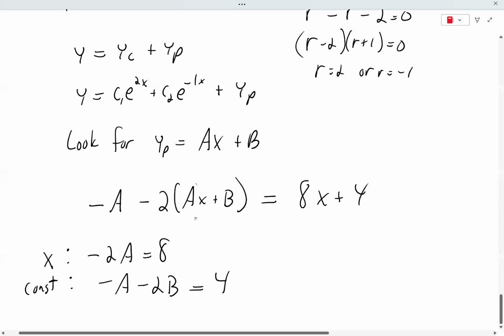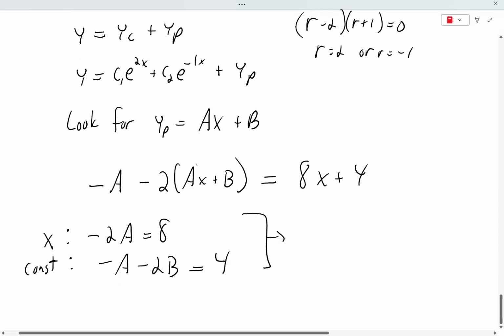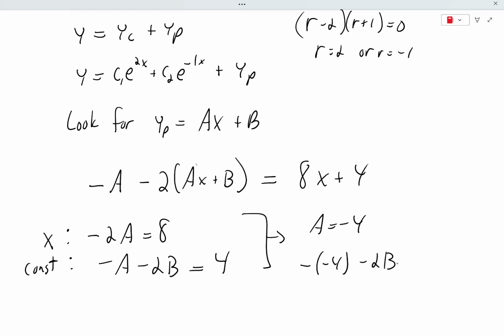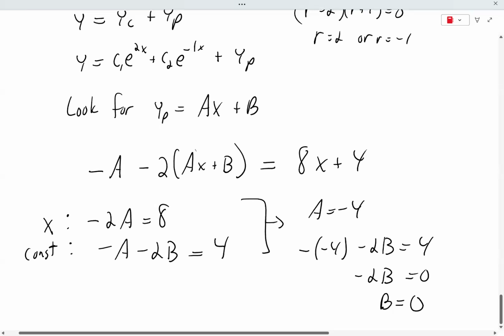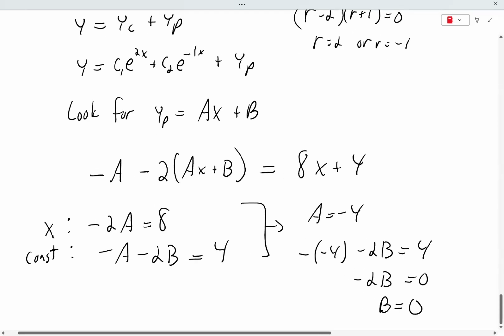Okay, and then to solve these for a and b, right? So here then you get a equals negative 4 from this one. And then we got negative 4 minus 2b equals 4. So you get negative 2b is equal to 0. Right, so it looks like b is equal to 0 on this one. Then we get a was negative 4, right? So the y sub p here would be negative 4x for this.